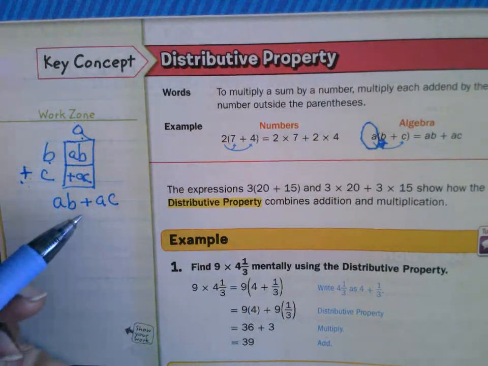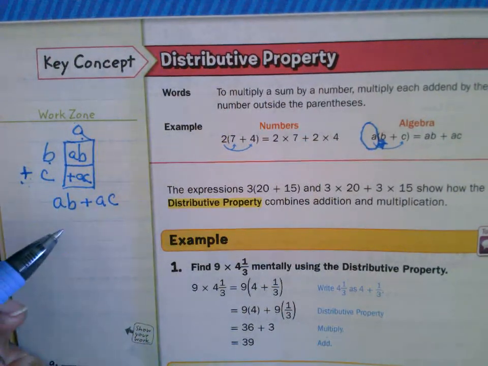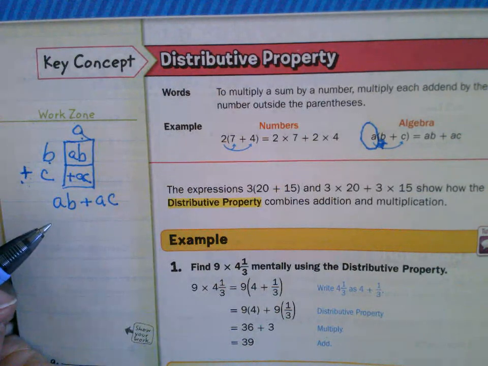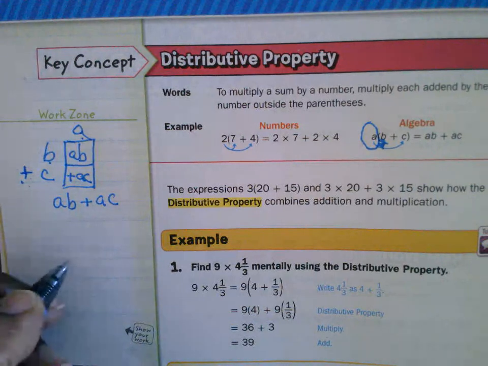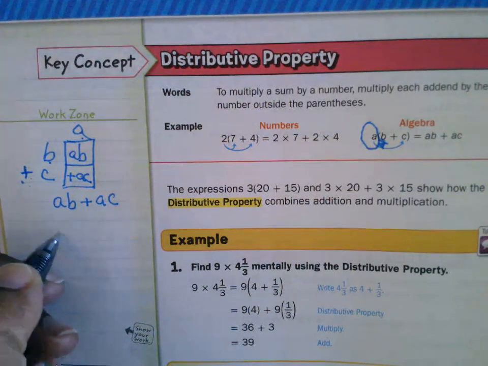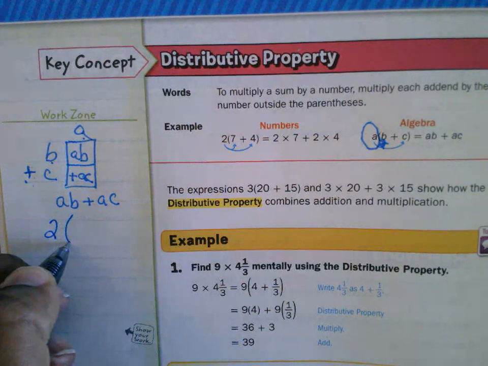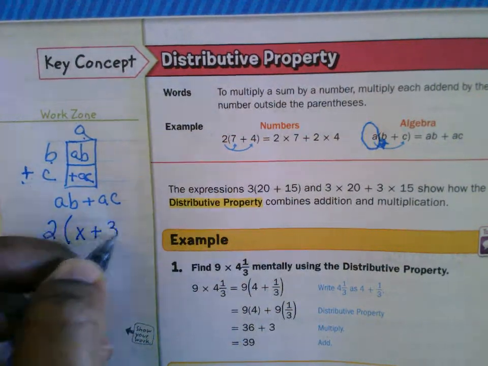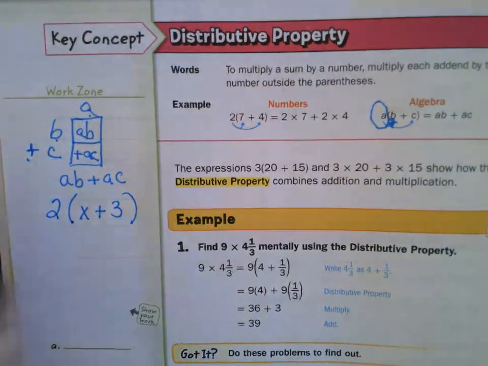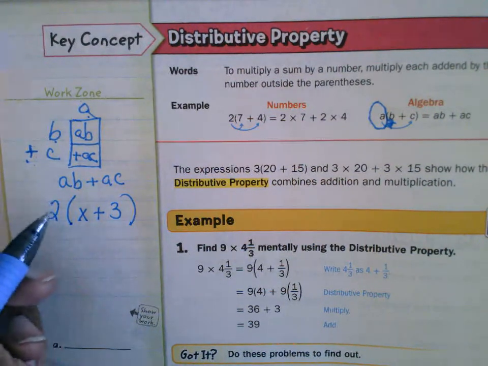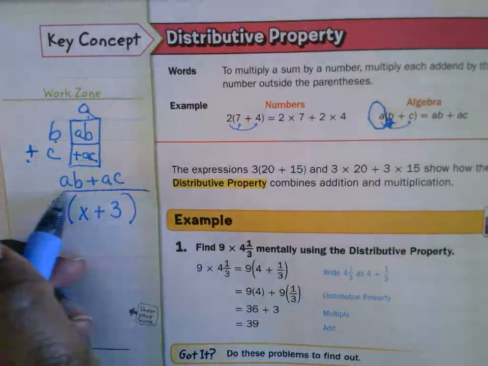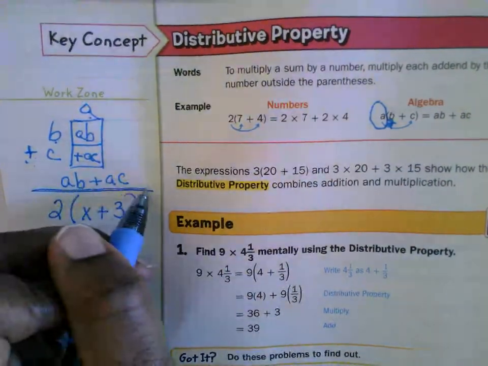But we are going to use the distributive property with both variables and numbers. And I'm going to show you how to do that with example number 2. So using the same method here in the work zone, the problem is 2 parentheses x plus 3. Write that down on the side here. Now, pay attention and take this in.